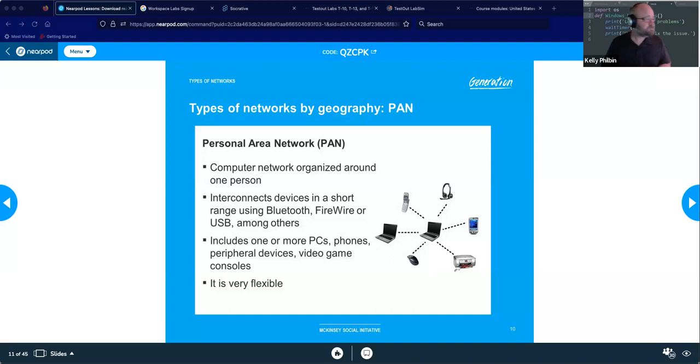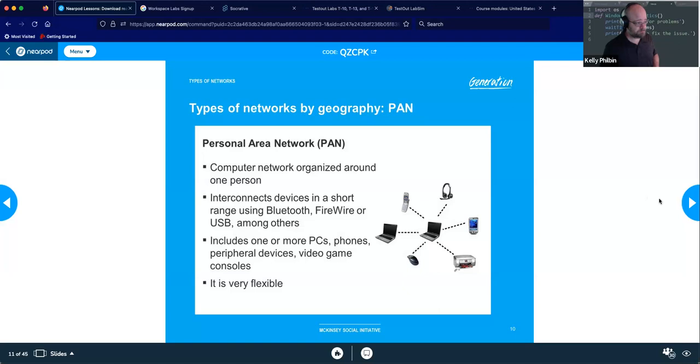But this is all organized around generally a single person. So that's why they call it a PAN. It's a personal network. It's a network for you. You can link two computers together if you're transferring files. You can sync your phone to your computer. You can have a headset, smartphone, PDA, printers, mice, keyboards, all that kind of fun stuff attached to this individualized network. It is extremely flexible, and we all tend to have them around us every day. This is the smallest form of network that you can use, called a PAN.